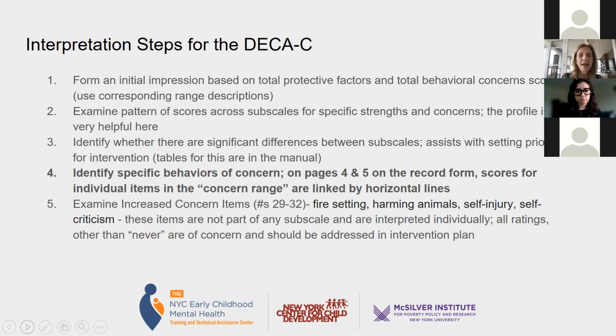And then there are particular behavior concern items, numbers 29 to 32, that we always look at for particular behaviors: fire setting, harming animals, self-injury, or self-criticism, because those are behaviors that we don't want to get lost in the mix of others. These items are not part of any subscale and they're interpreted individually. All ratings other than never are of concern for these particular items and should be addressed in an intervention plan.